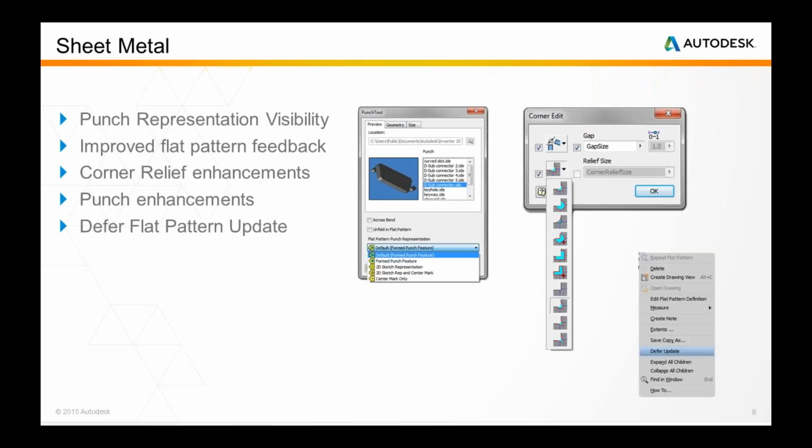And then some of the punch representation visibility has been updated. You can show the form punch feature, show the sketch representation, and show a center mark. Those are the options for where a punch might be.